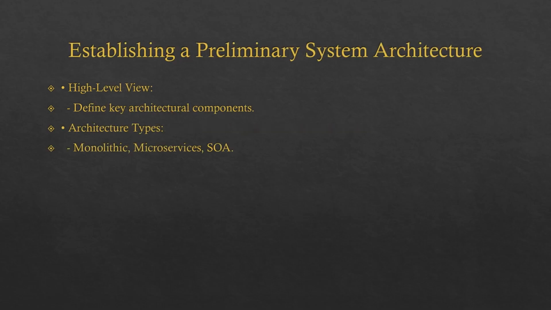Next, we establish a preliminary system architecture. This includes outlining key components and deciding on the architecture type, whether it's monolithic, microservices-based, or service-oriented.